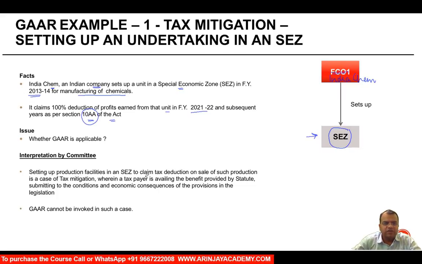Now, setting up production facilities in an SEZ to claim tax deduction on sale of production is a case of tax mitigation. Mitigation मतलब reduce करना, खत्म करना. लेकिन according to the law, wherein a taxpayer is availing the benefit provided by the statute, submitting to the conditions and economic consequences of the provision in the legislation. ये law में ही provided है आपको. इस वजह से अगर आप कोई benefit claim करते हैं जो law में provided है, उस केस में GAAR applicable नहीं होगा.